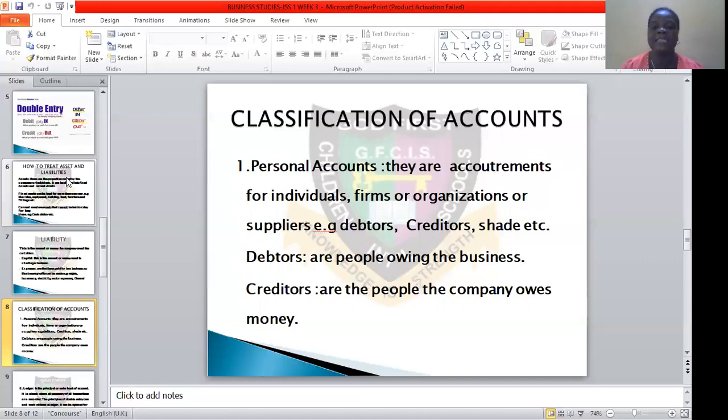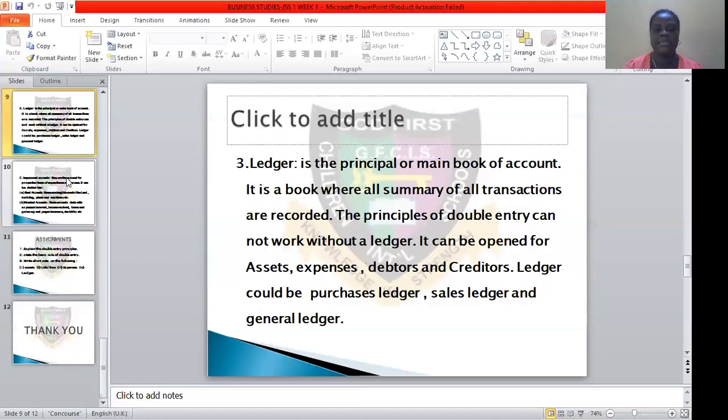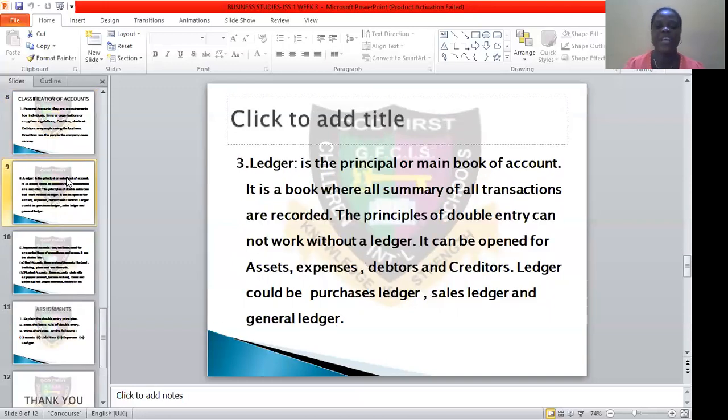Don't forget, I told you that personal accounts are accounts meant for individuals, firms, or organizations. And the next type of account is the ledger. Ledger is the principal book of accounts where the summary of the transactions is recorded. The account that you debit in the cash book will be credited in the ledger, and the account that you credit in the cash book is going to be debited in the ledger. So you have your ledger account as a summary of all the transactions.